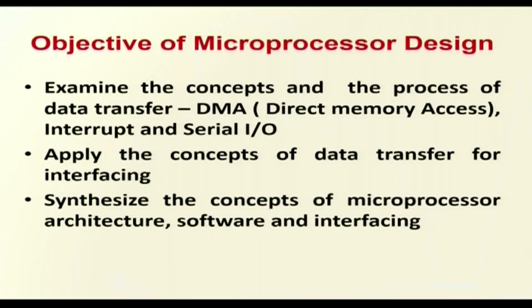The main objective of the microprocessor design is, first, we have to examine the concept and the process of data transfer. What kind of data we are transferring in processor and peripheral devices, either DMA data transfer, interrupt IO or serial IO. The second one is we have to apply the concept of data transfer to interfacing. The next one is we have to synthesize the concept of microprocessor architecture, software and interfacing, because the design and the software everything varies for the various architectures.